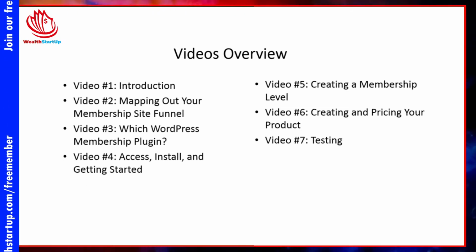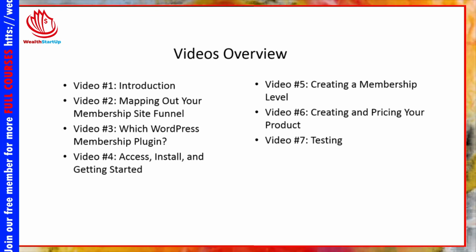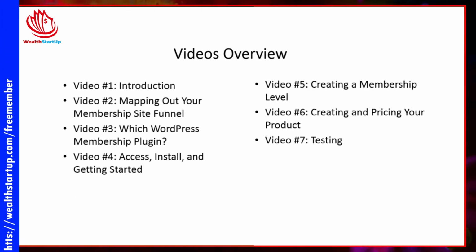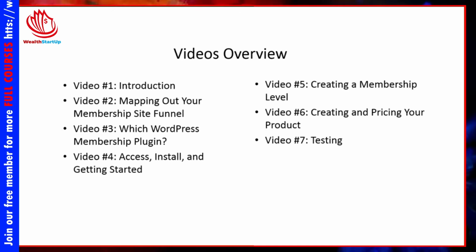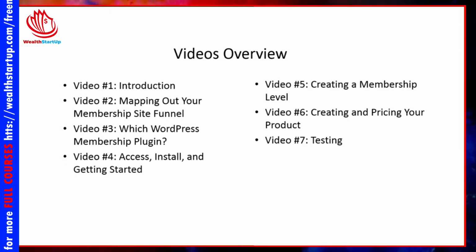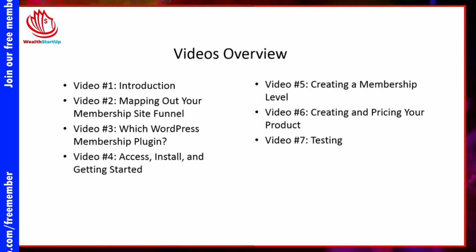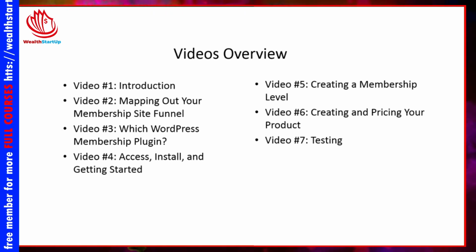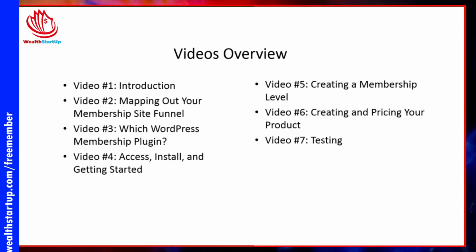And of course, in video number 6, we'll talk about creating products and pricing your products within the WooCommerce store. In other words, you're going to be able to connect the memberships to an actual product. So if somebody buys that product, they can get access to that specific membership level. And of course, last but not least, video number 7, we'll talk about testing. How do you go about making sure that you have everything correct, it's going to work, and that after you've spent all that time, it actually works?